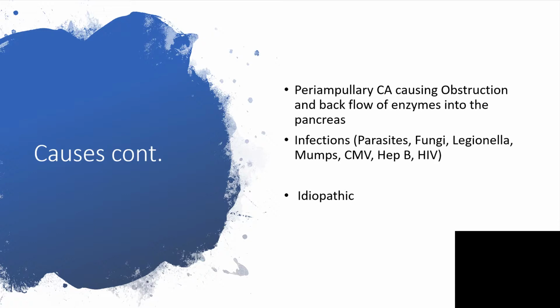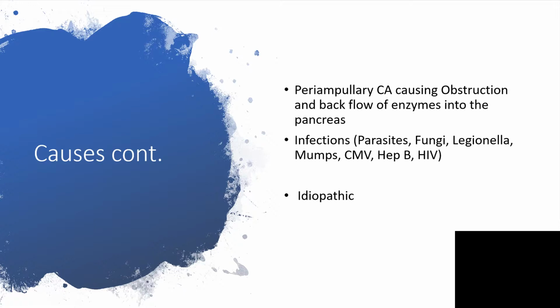Periampullary carcinoma. When there is periampullary carcinoma, as I've said the other time, the content from the gallbladder, from the pancreatic duct, and the common bile duct will open up into the duodenum through the opening and closing of the sphincter of Oddi through the ampulla of Vater. But when there's cancer along that ampullary region, there will be obstruction. And when there is obstruction, the enzymes will flow back into where they have come from, which is the pancreas. And you understand what will follow? Autodigestion.